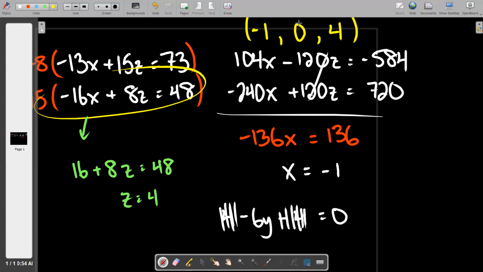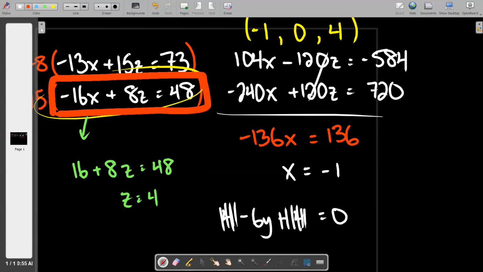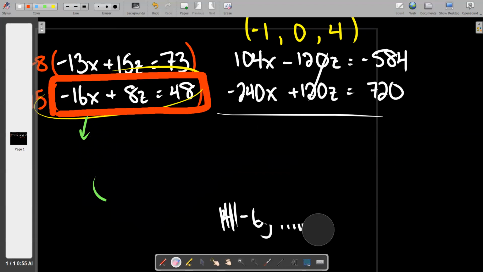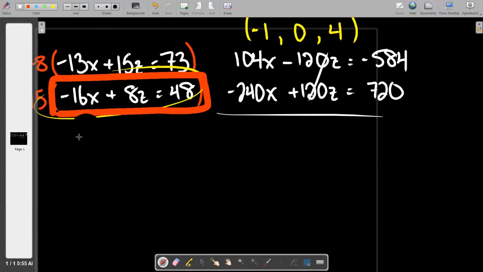Just one little side note before I let you go and work now. It goes back to a question that Brady had asked yesterday. I'm going to put a big red box around an equation, and I want you to tell me something about it that could have made our lives easier. Divided by 8, right? Since we're using calculators anyways, there's not that much benefit to using tricks like this. But if you can make numbers smaller, you could have taken that equation and divided them all by 8, giving you negative 2x plus 1z equals 6.